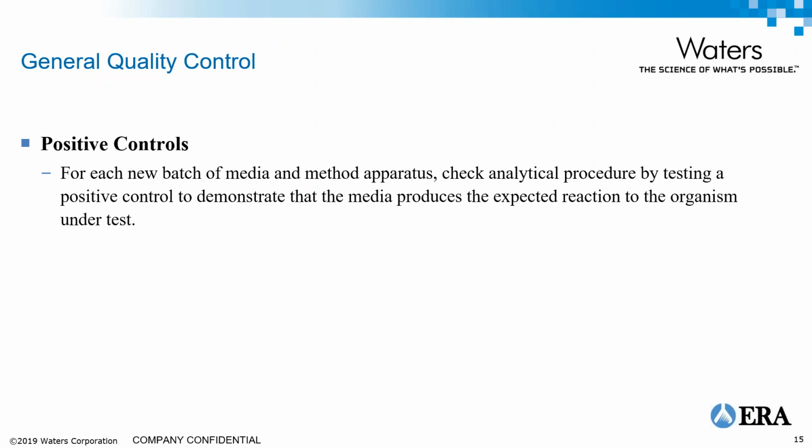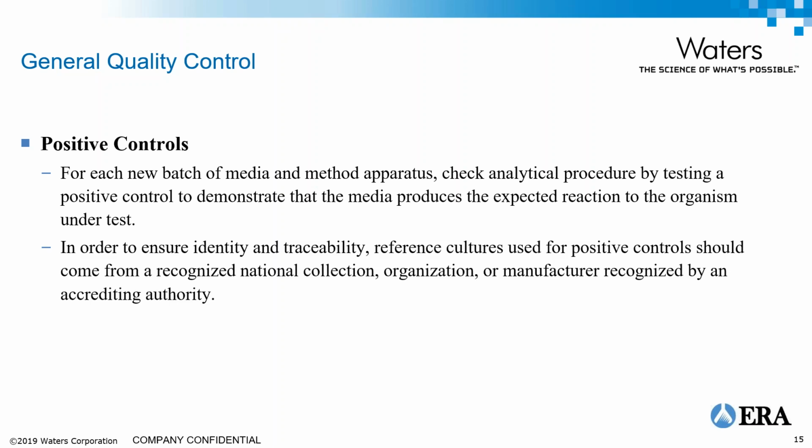E. coli is a good strain for most of the methods that you guys are doing for DMR. Manufacturers may have recommendations of controls that they want you to use. You may want to use the control that's being used for the proficiency testing program. You need to decide that. The other issue that you want to confirm for your positive controls, you need to ensure the identity and the traceability of what you're using for that positive control.